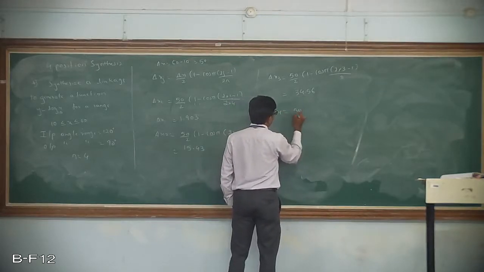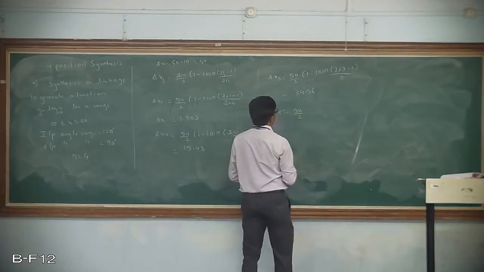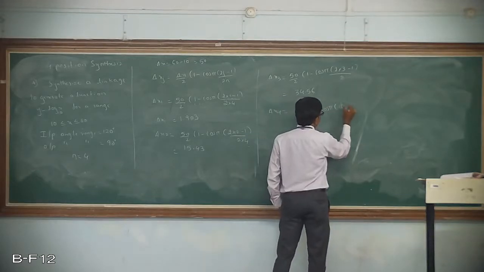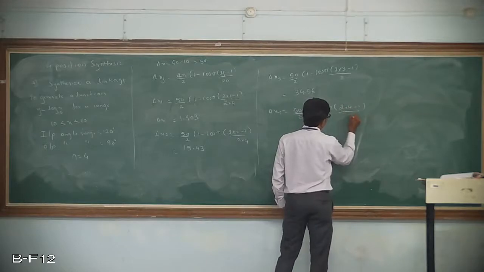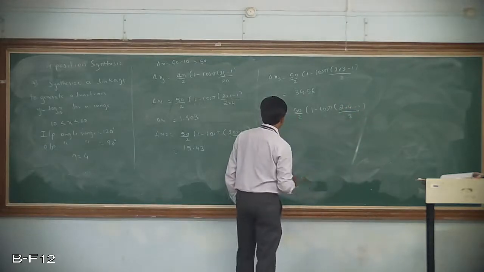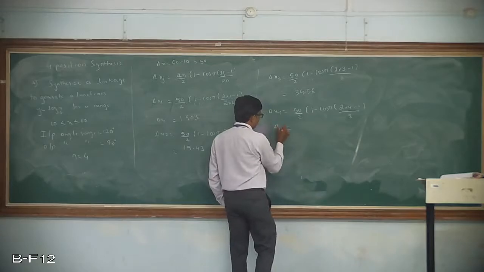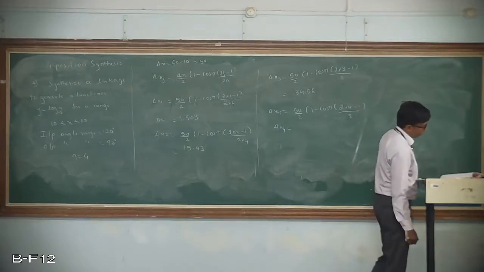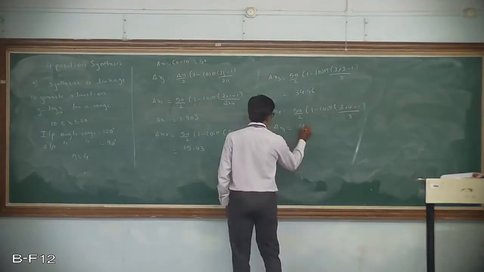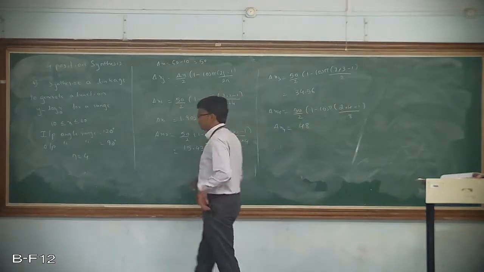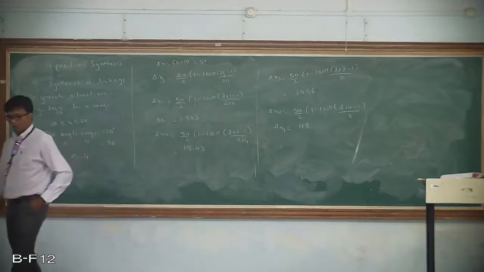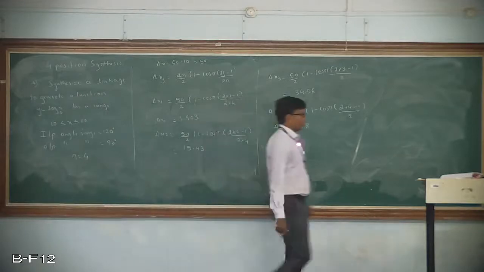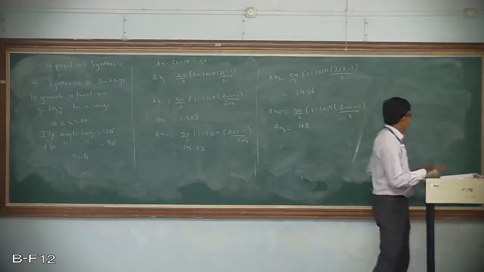Finally, we will be finding delta x4. So it will be 50 by 2 into 1 minus cos pi into 2 into 4 minus 1 divided by 8. So this is the solution. Delta x4 will be 48. So these are the values of deltas. We need to find the values of x, that is the precision point values. So we'll be solving that.